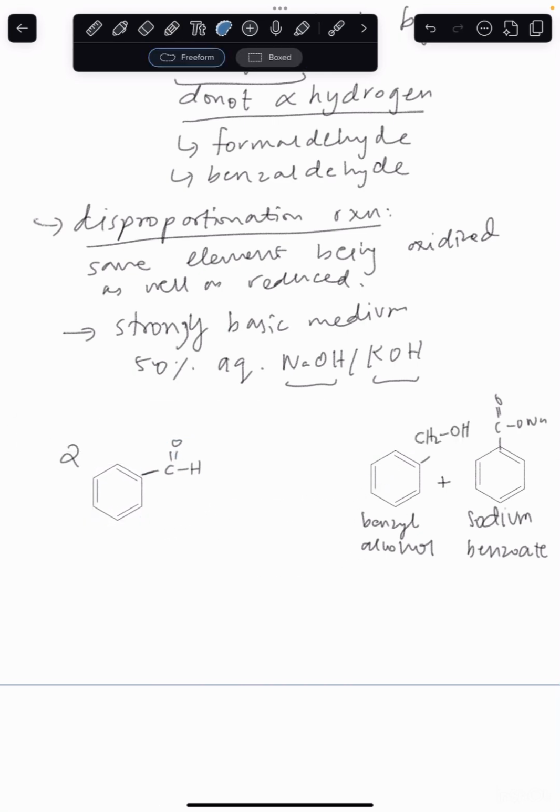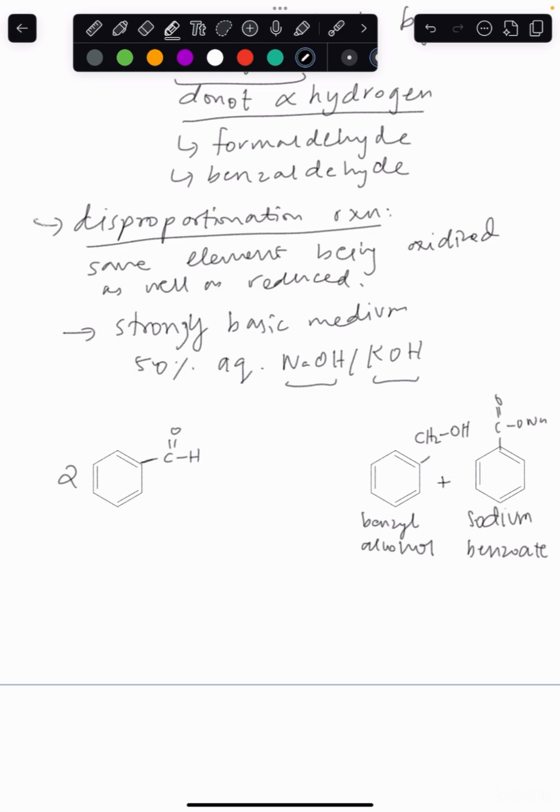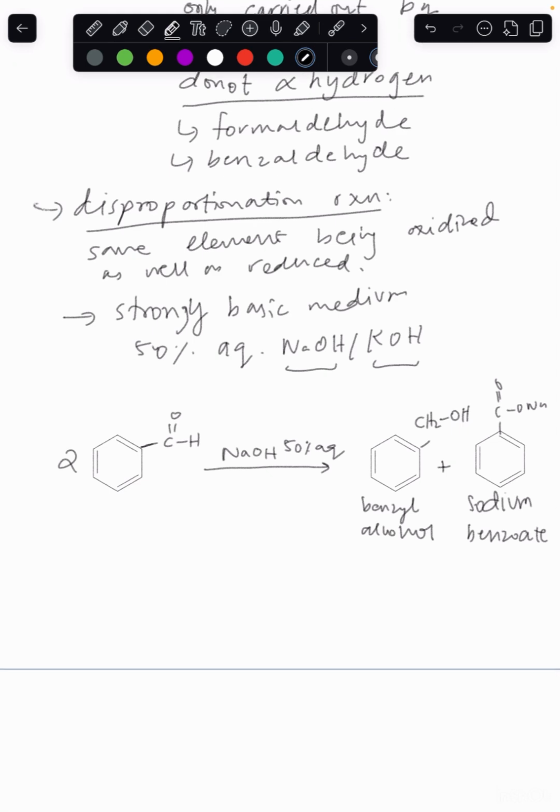So what's going to happen is, in 50% aqueous solution of NaOH, this disproportionation reaction will occur and it will form these two following. So this is a salt of an acid.